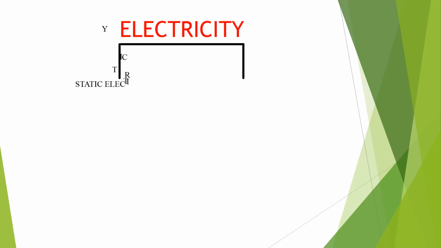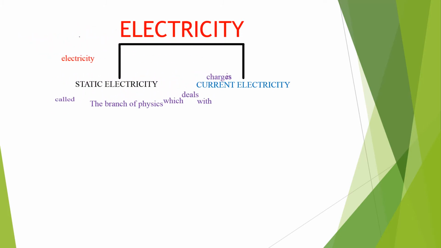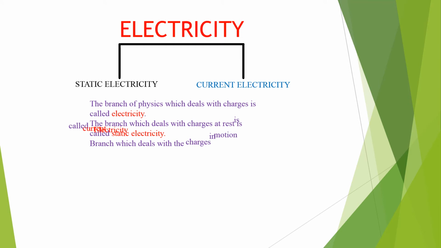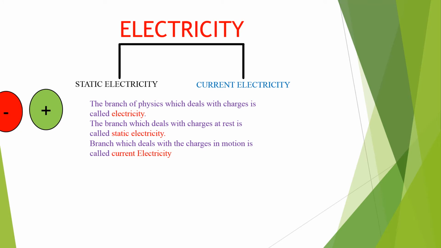Electricity. Electricity is the branch of physics which deals with the electric charges. The branch of electricity which deals with the charges at rest is known as static electricity. At the same time, which deals with the charges in motion is known as current electricity. So, static electricity means the branch of physics which deals with the charges at rest. Current electricity means the branch of physics which deals with the charges in motion.